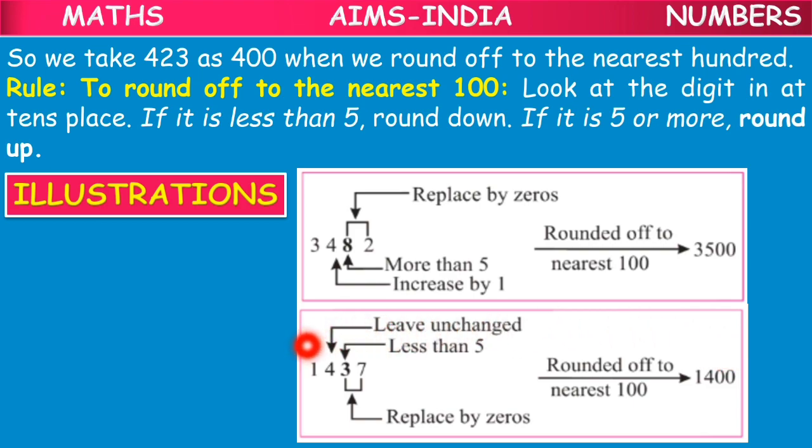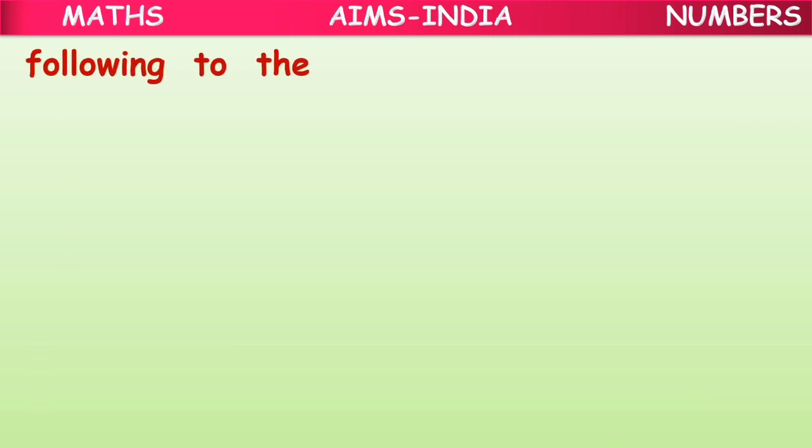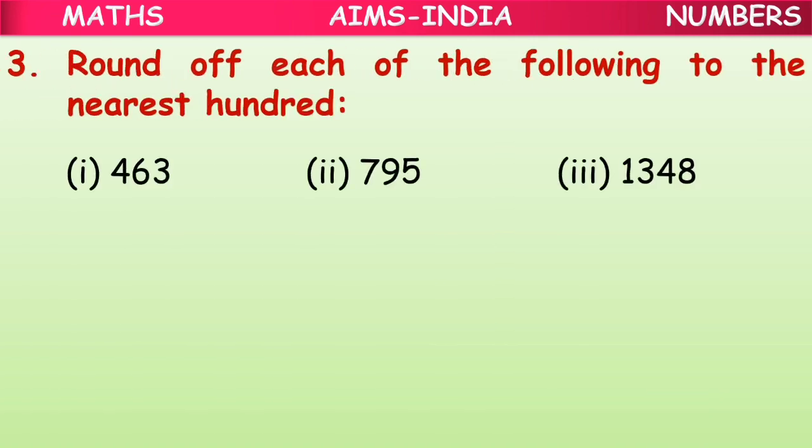So 1437 rounded off to the nearest 100 becomes 1400, which is a perfect multiple of 100. Understood, students? I hope you understood. What was that? Rounding off a number to the nearest 100.